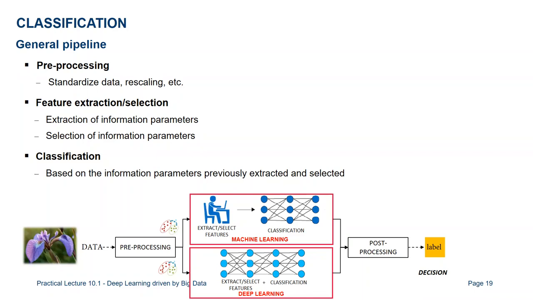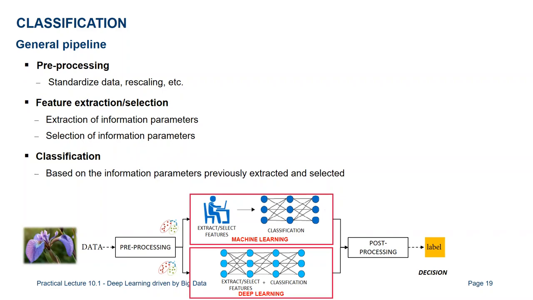Then you have the final classification step, which is basically based on the features that you extracted in order to make the decision. So here you can already see a key difference between machine learning and deep learning. And this is placed exactly in this step, about the features.